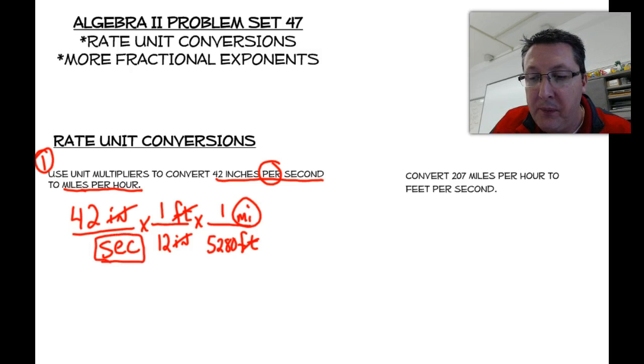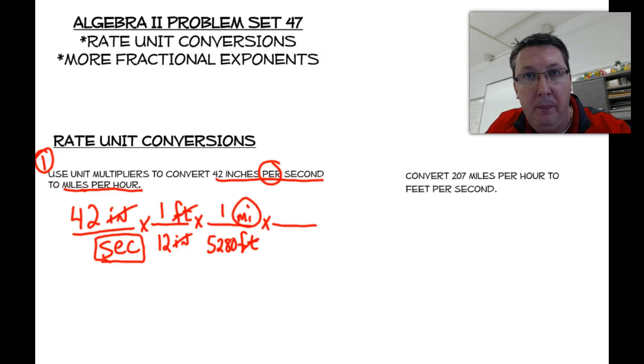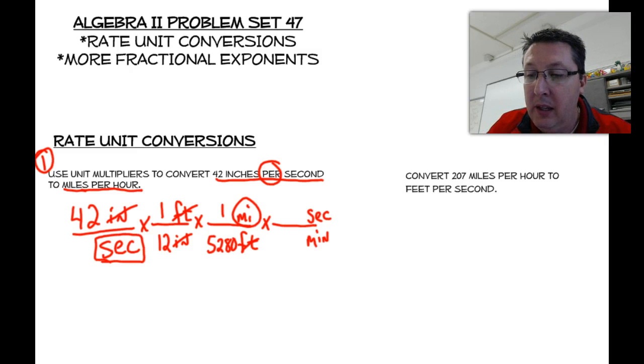Now you've got to be careful. These seconds starting off are on the bottom. To cancel them, I need to put them on top. And I want to go to minutes first, so minutes go to the bottom. There are 60 seconds in 1 minute. So right now the seconds will cancel, and if I stop right now, I have miles per minute.